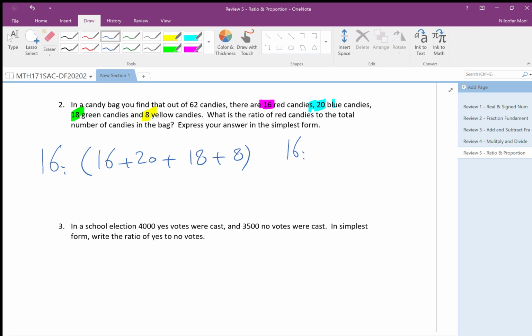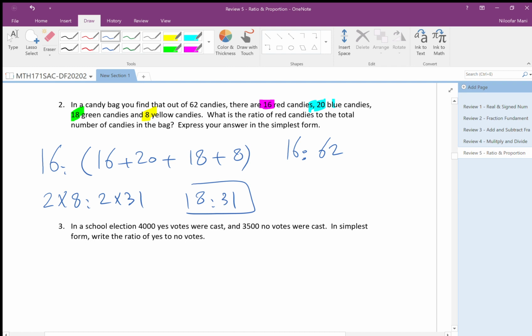Let me see, 36, 46, 60. Yeah, let me see, I'm going to make a mistake. 36 plus 62. Yes, so 62. Okay, can I simplify? Yes, it's 2 times 8 to 2 times 3, so I cancel this, so this is the answer. Express your answer in simplest form means simplify it.